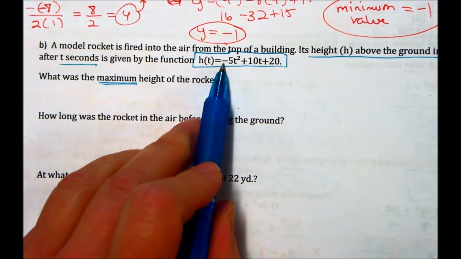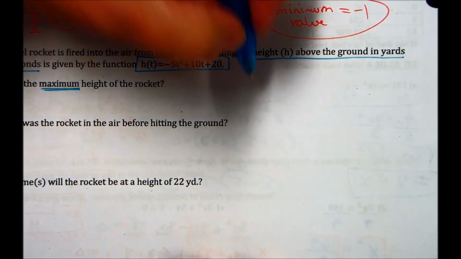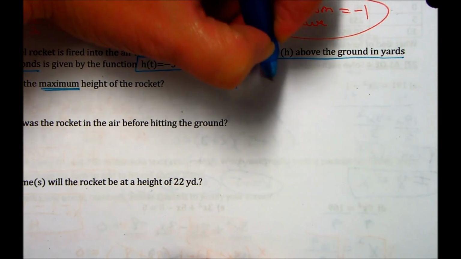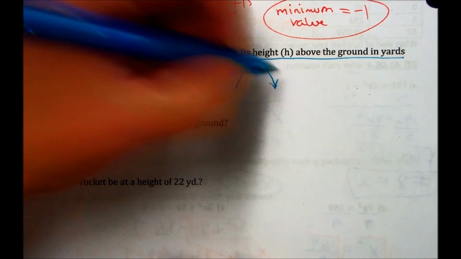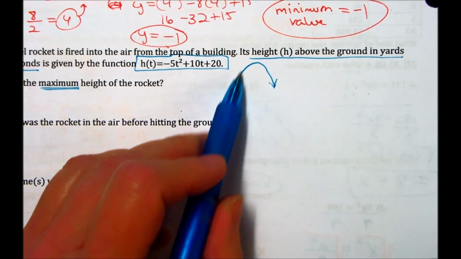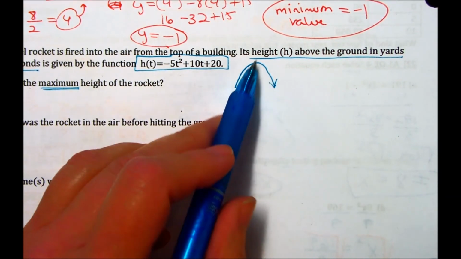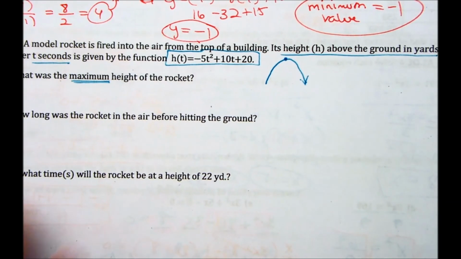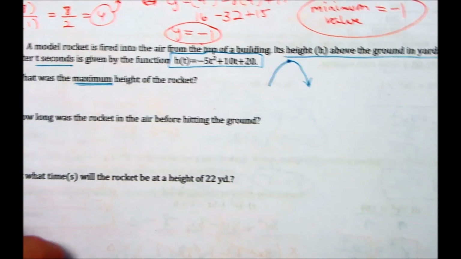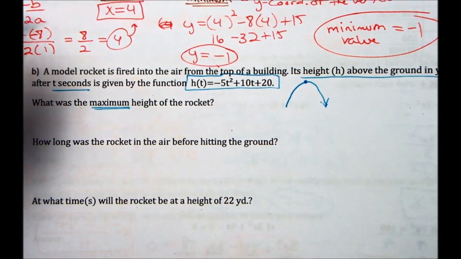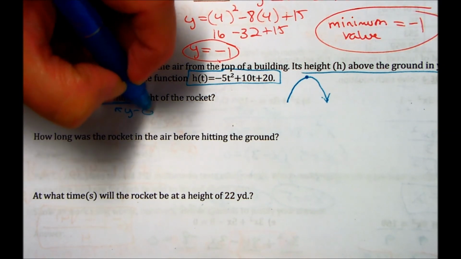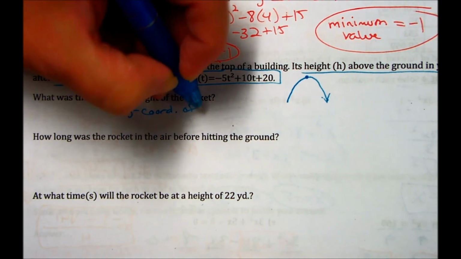So we've got a negative leading coefficient, which means our parabola is going to be going down, which kind of makes sense. If you have a rocket, it's going to go up and then come down. So it would make sense for our parabola to be opening down. So your vertex would be the highest point on the graph. So how do we find the maximum or the minimum? Just like in the last problem, the maximum or minimum is always the y-coordinate of the vertex.